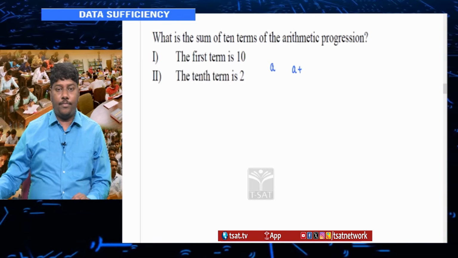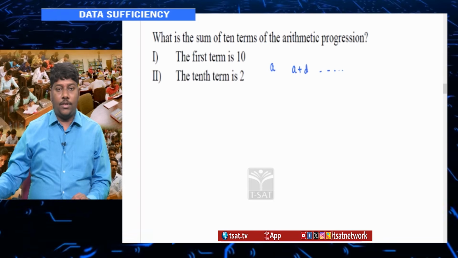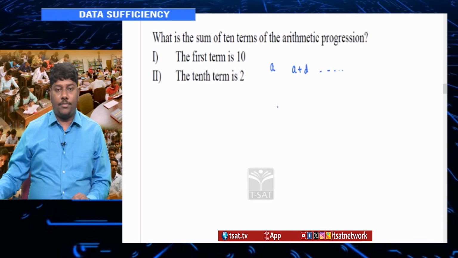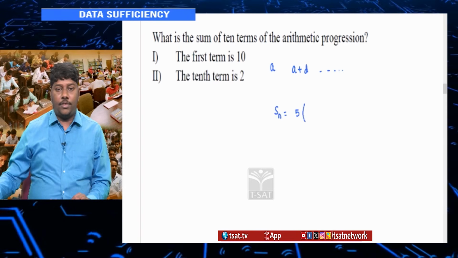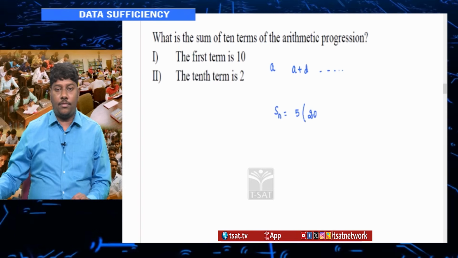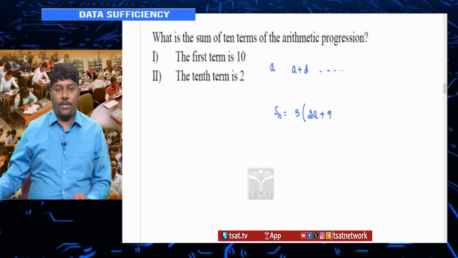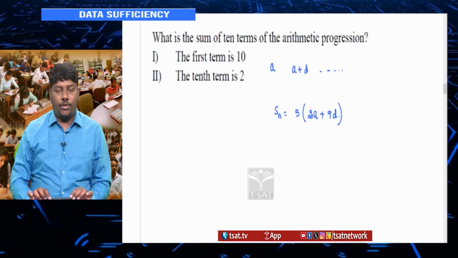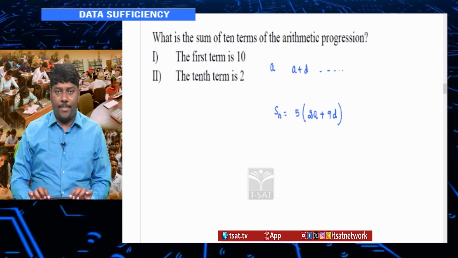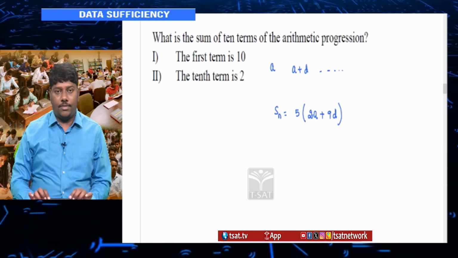A plus D and so on. Sum of 10 terms means Sn is equal to 10 by 2 into 2A plus 9D, because it is n minus 1 into D, right. So, what are the things that you need to know? You need to know the first term, that is A. You should also know the difference, that is D.